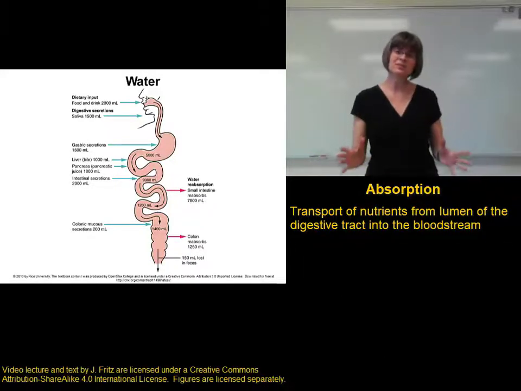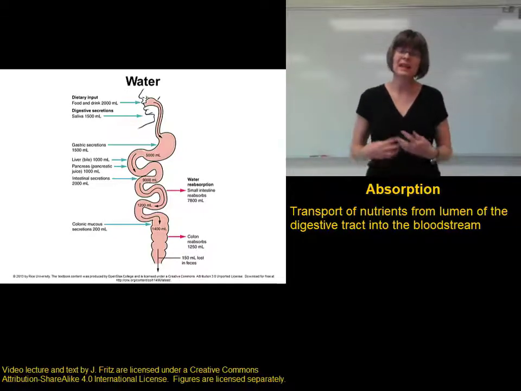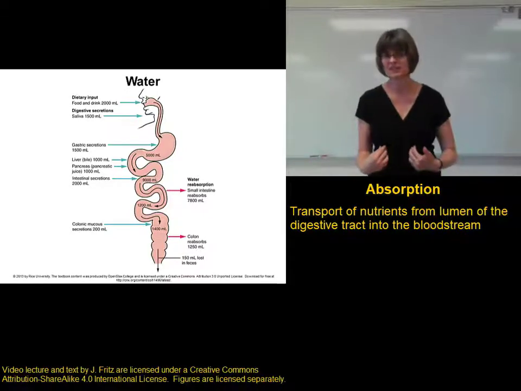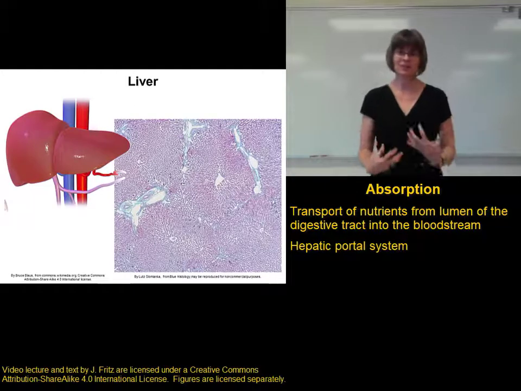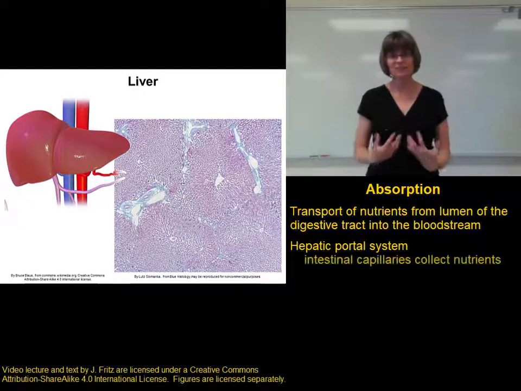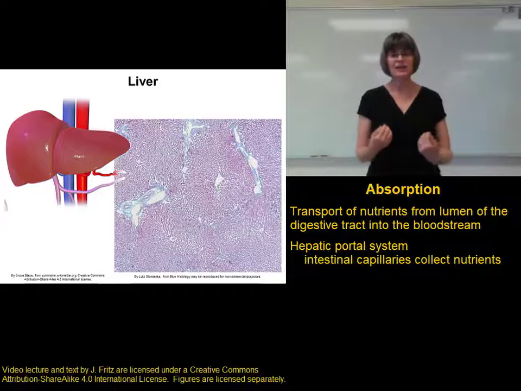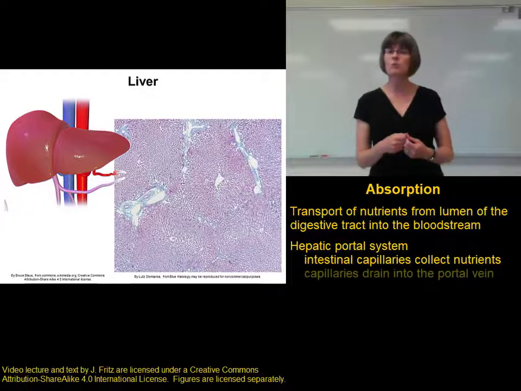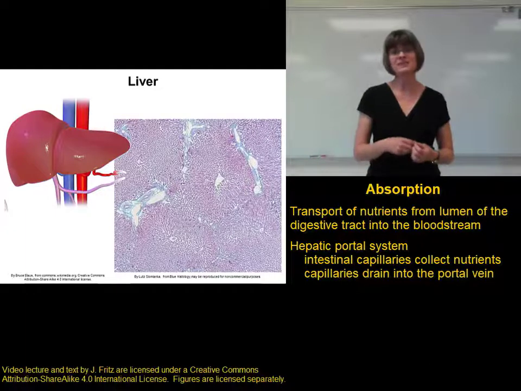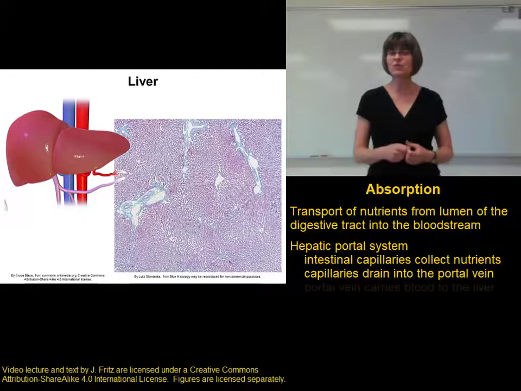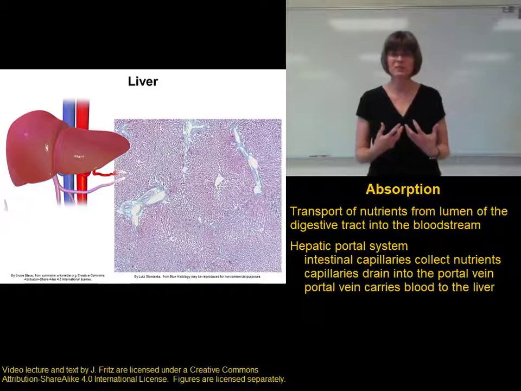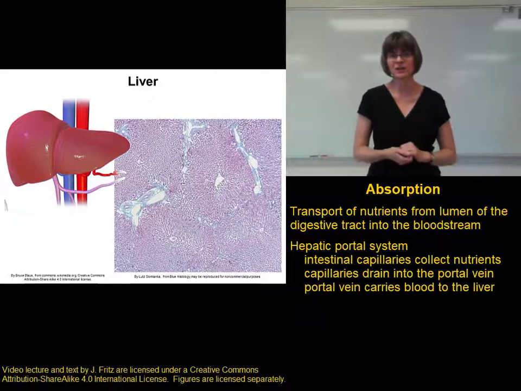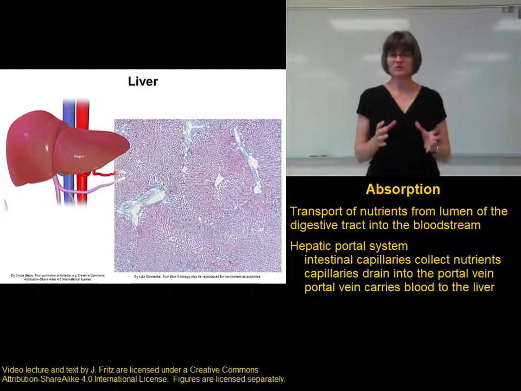Now there's something interesting about what happens to the absorbed nutrients in the blood vessels in the small intestine, because they don't go right back to the vena cava to go out to the rest of the body. The capillaries in the small intestine, in the digestive tract, collect the nutrients and then they drain into a vein called the portal vein. The portal vein does not go back to the vena cava. Instead, it goes to the liver. So almost all of the nutrients that we absorb from the digestive system go to the liver before they go anywhere else. Think about why that would be important.